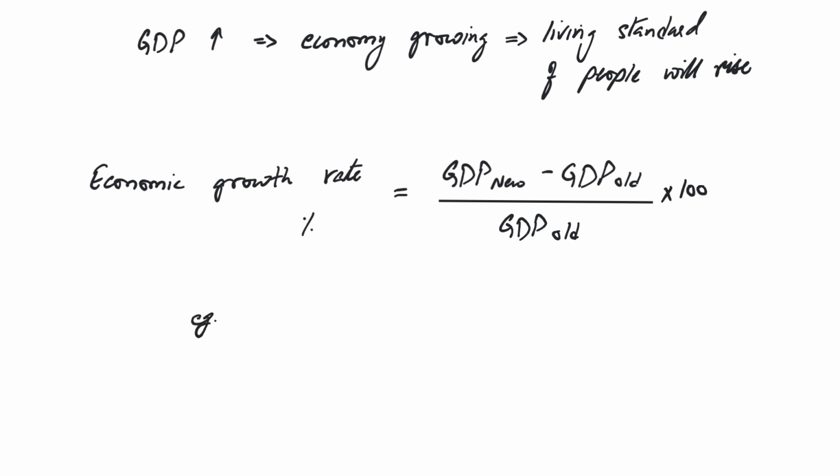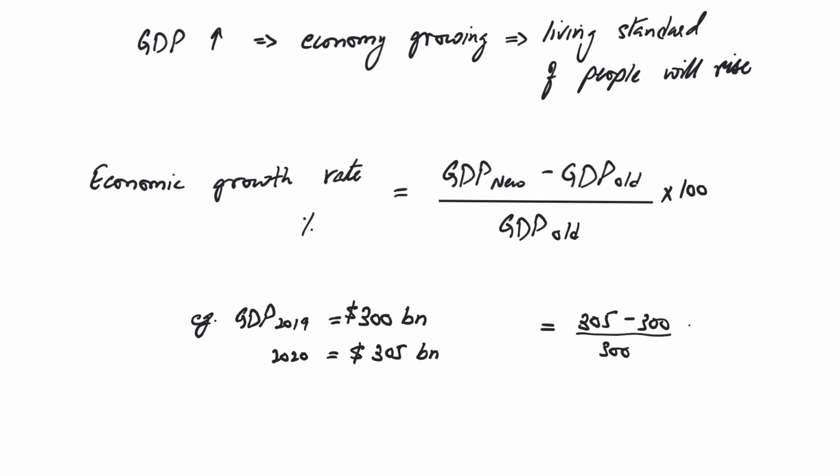For example, say the country's GDP in 2019 is equals to $300 billion, and in 2020 the value is 305 billion. So in order to find the economic growth rate, you will take 305 minus 300 divided by 300 into 100.